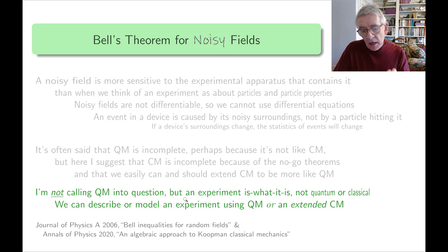It's just that an experiment is what it is. If we have an extended classical mechanics that can describe any experiment that can be described using quantum mechanics, then we can't say that the experiment is quantum or is classical. It just is what it is. Our description is not the same as the experiment itself.